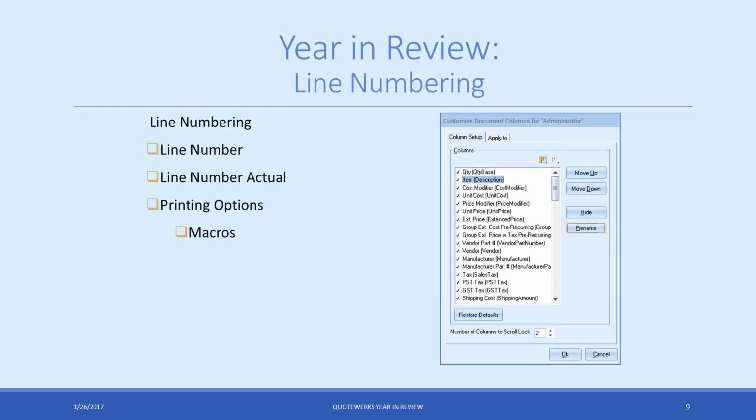Under the View Customized Columns window, you'll actually see 2 at the very bottom. One's called Line Number, the other is called Line Number Actual. These can be shown on the Document Items tab.